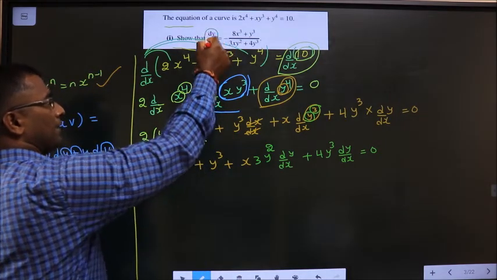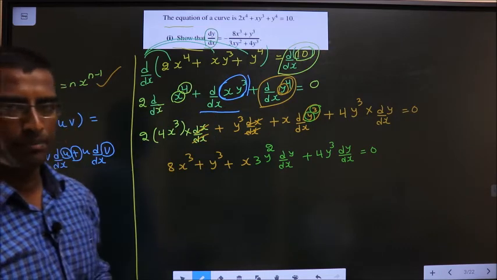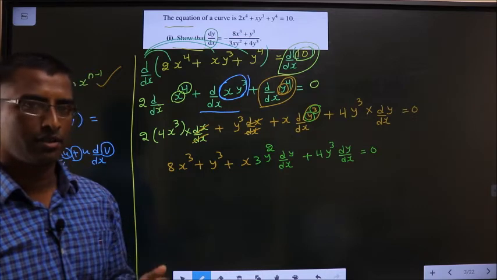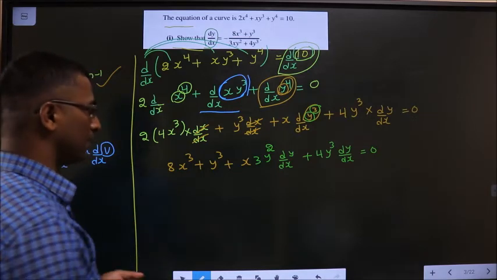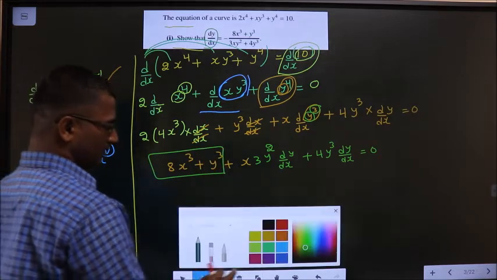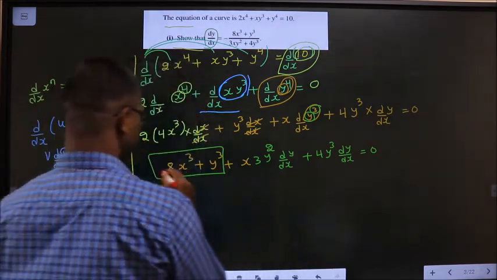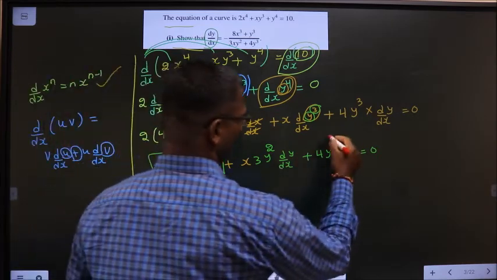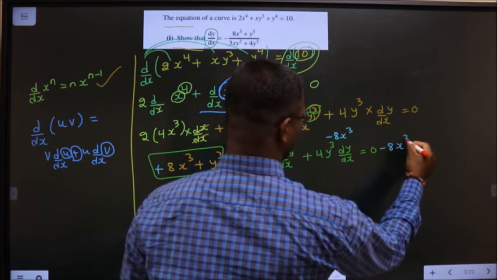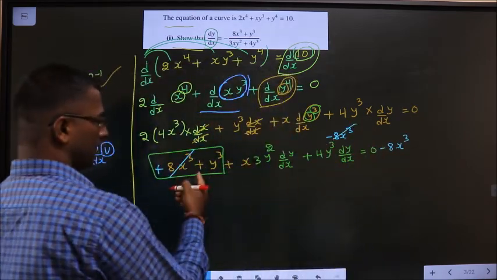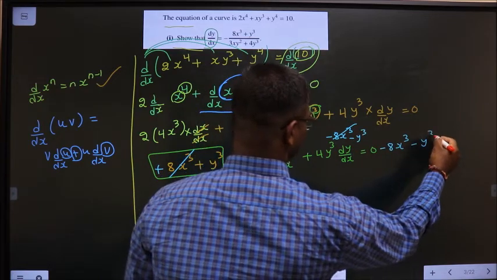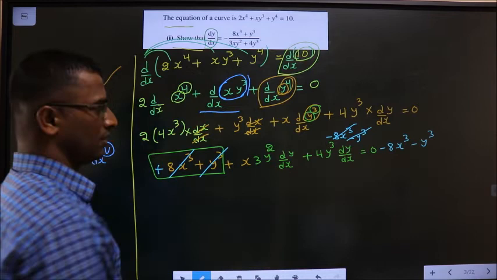Now we have to get dy by dx. That means dy by dx should be made the subject. And how do you do that? For that, you should get rid of these two things. See, here it is plus 8x cube. Subtract 8x cube on both sides such that this cancels out. Here plus y cube, subtract y cube on both sides. So this is also gone.